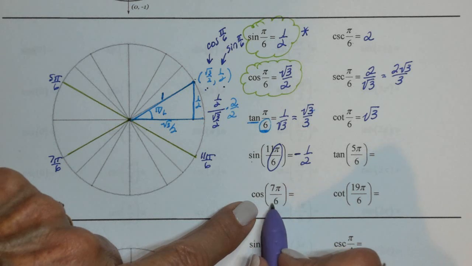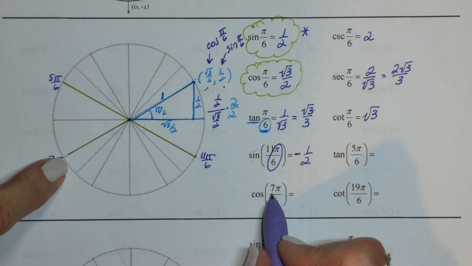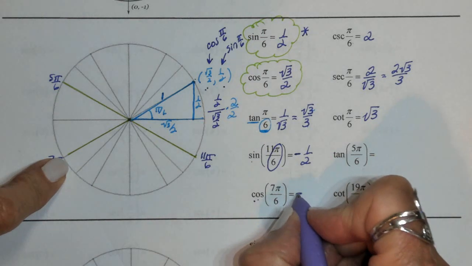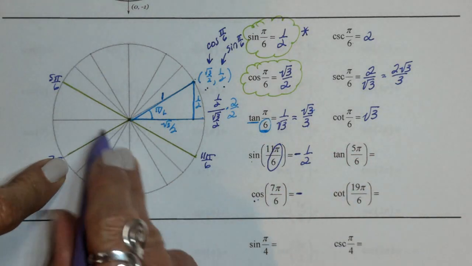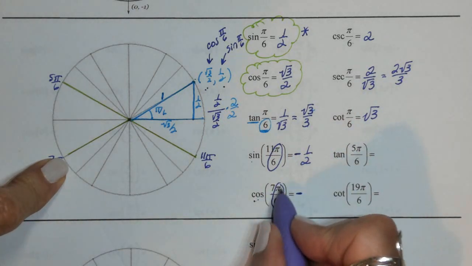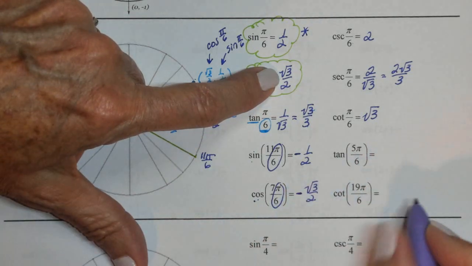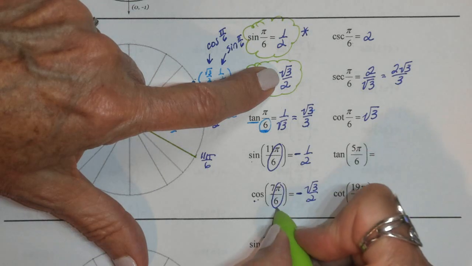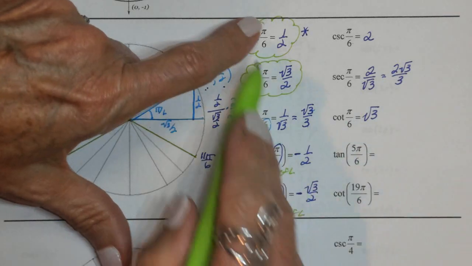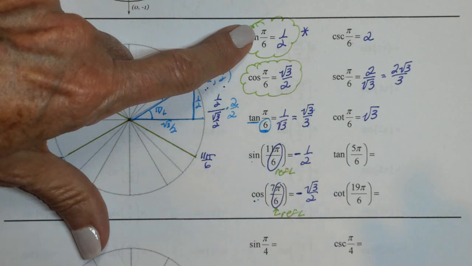Cosine of 7 pi over 6. Well, first of all, what quadrant is 7 pi over 6 in? It's down here in quadrant 3, where cosine is positive or negative? Negative, because only tangent is positive in quadrant 3. And then it's a pi over 6. And cosine of every pi over 6 is square root 3 over 2. So once you have, these are the reference angles. Each of these are the reference angles. And we know the trig ratios of the reference angles. Okay?